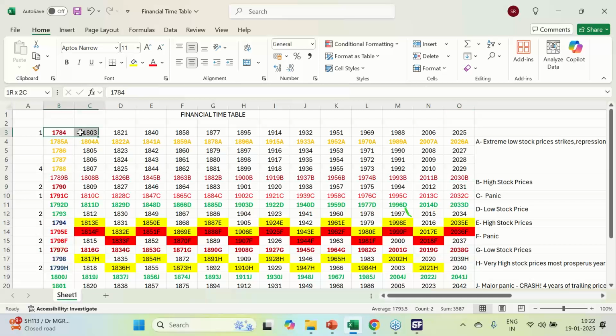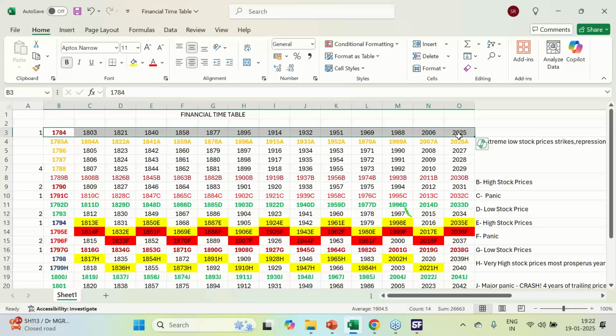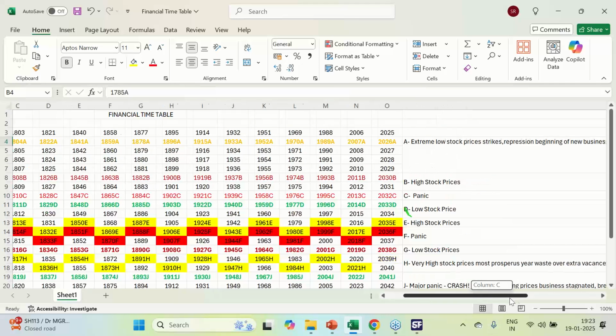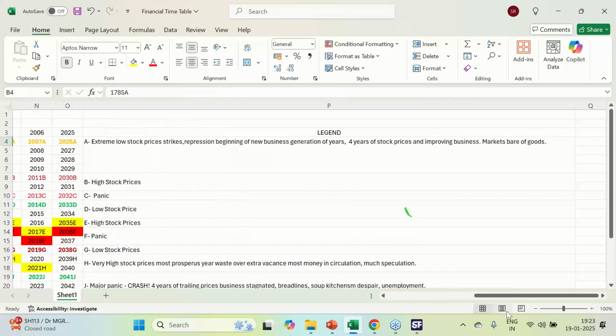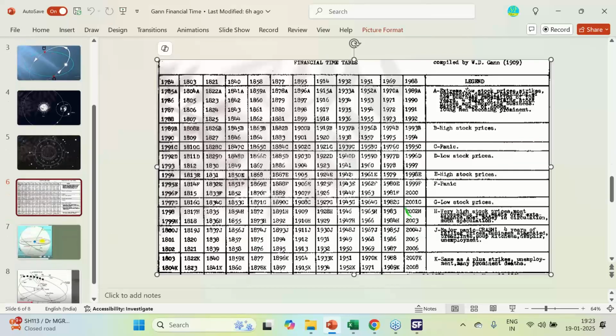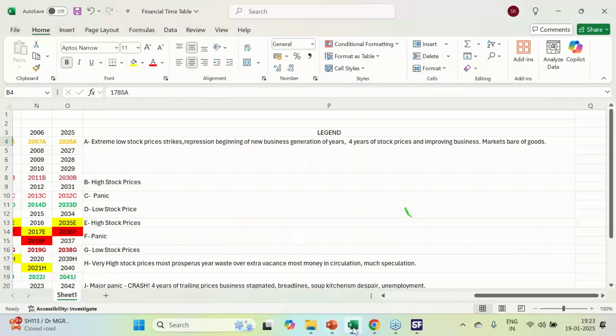So the first row, nothing is there. It is a plain white period. Your special period starts with A. So in this row, all data points will be considered A. What will happen in A? Extreme low stock prices, depression begins, new business generations. All these things are not my words. It is as per Gann's wording, which I have just put here.